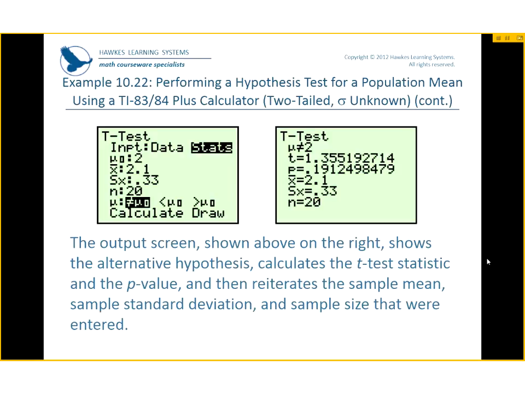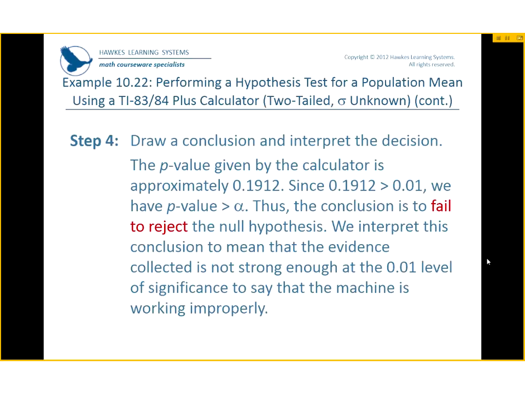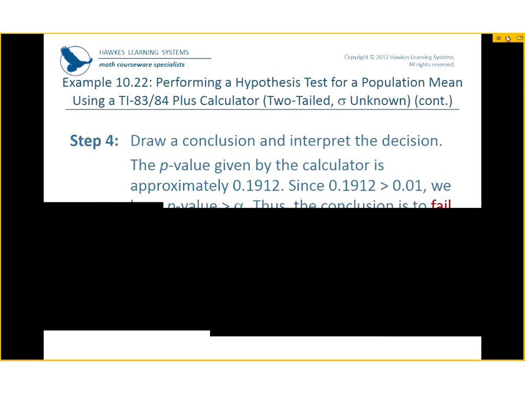When we run the statistics, we look at that p-value. That p-value is 0.1912. Since 0.1912 is greater than 0.01, we fail to reject the null. That means the evidence collected is not strong enough at the 0.01 level of significance to say that the machine is working improperly. So we have to assume it is working properly. Alright, well, I hope this helped, and let me know if you have any questions with 10.3. Thanks.